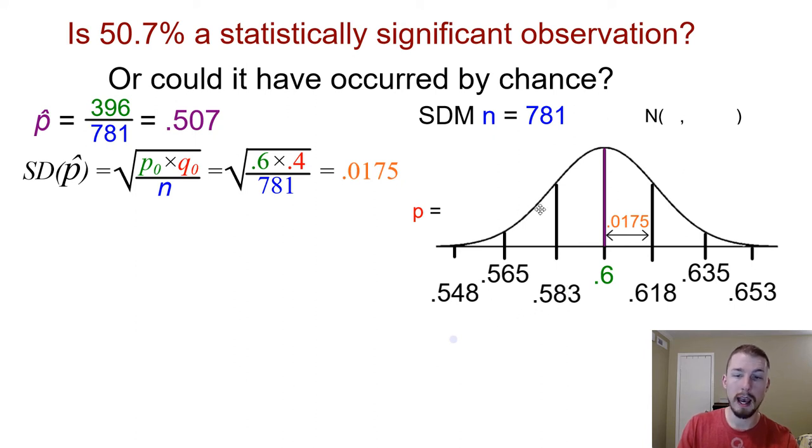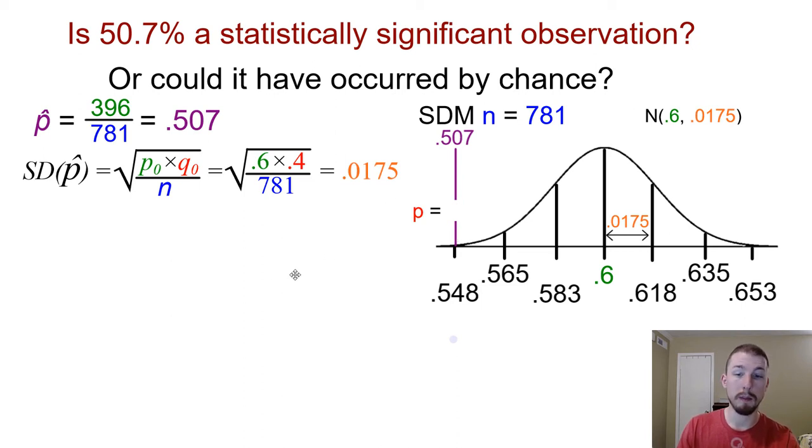Then the next question we have is, where does our sample fall? By the way, that would be a normal model, right? Centered at 0.6 with a standard deviation given there. All right, so the observation we had was 50.7%, right? And if we look at that, that's going to be way beyond 3 standard deviations. In fact, I think it's about 5 or 6 standard deviations below the mean, which would be incredibly unusual.